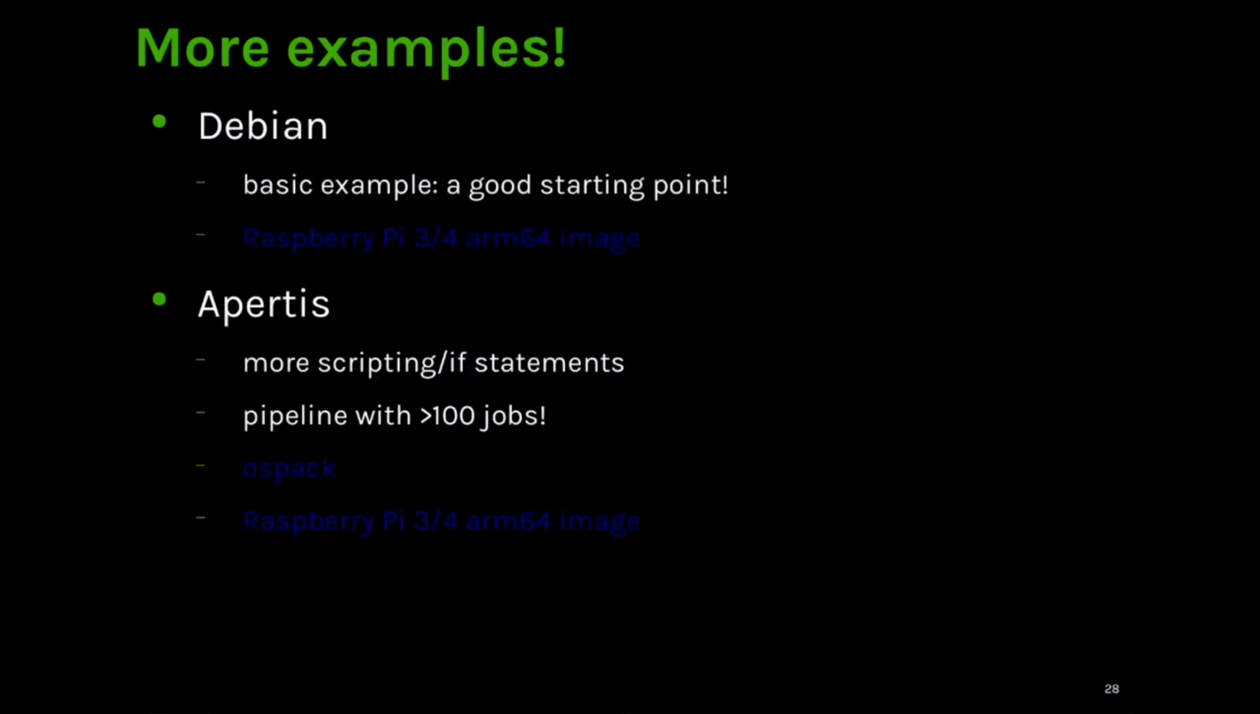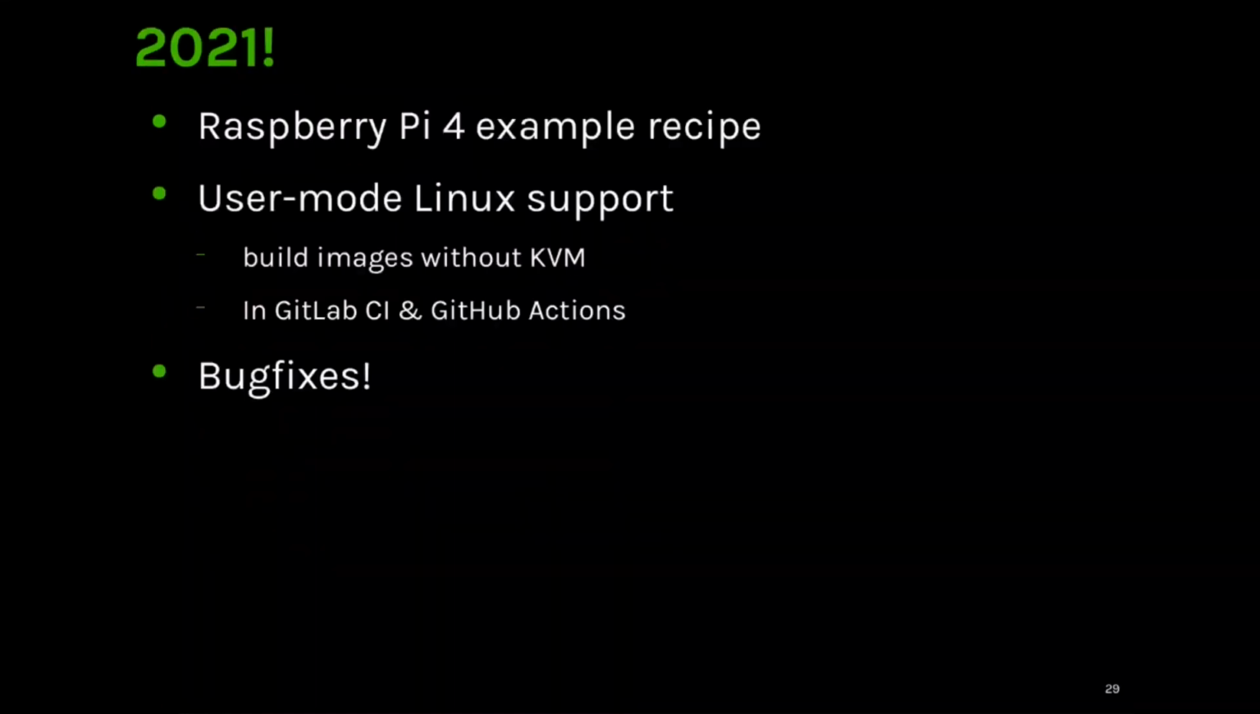We've also got some Apertus examples where there's lots more scripting, if statements. There's pipelines with hundreds of jobs in. So if you want to learn a bit more about the scripting and the if statements in DebOS, have a look there. So what we've done over the last year is we've actually got the Raspberry Pi example recipe working really nicely. There's a couple of bugs. So for instance, it doesn't work on the compute modules yet, but we're hoping to get that sorted soon.